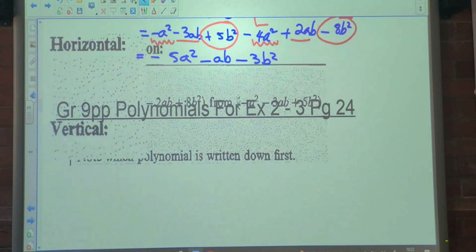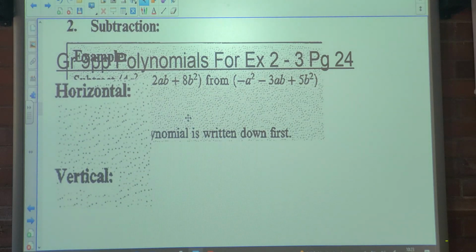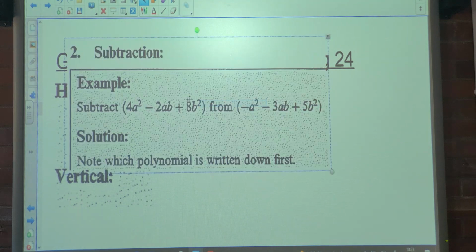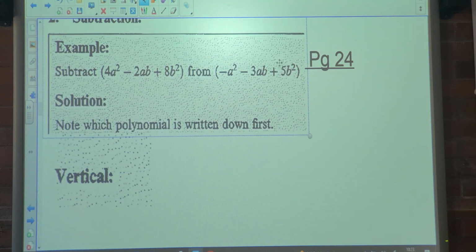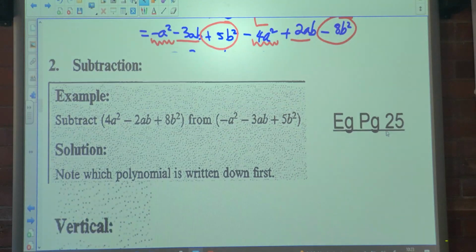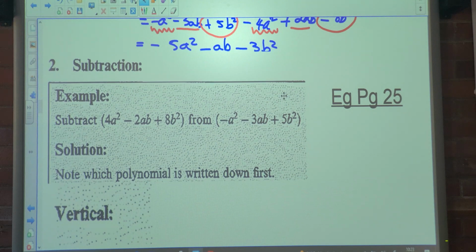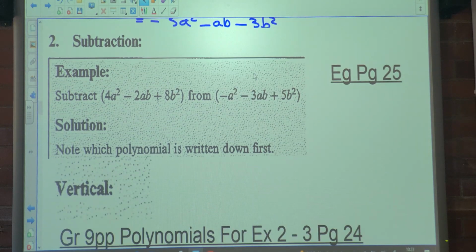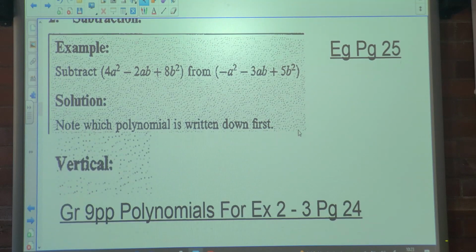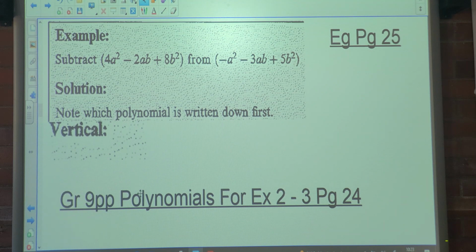And of course the other method is the vertical method, not so? Still on the same page. So let's give that answer there, then we're going to see if the answers are the same. I'll just scroll up afterwards. So we're going to look at the vertical method now.